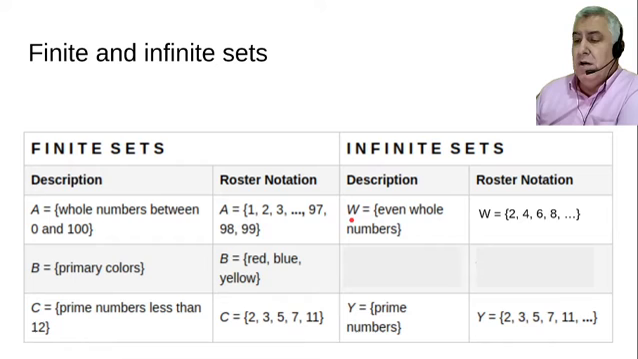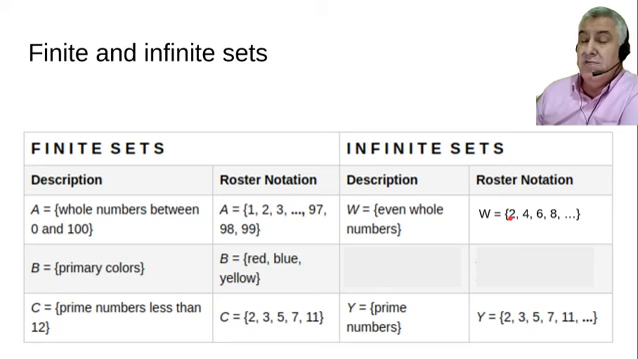So we have even whole numbers here. So 2, 4, 6, 8, and it just keeps going on and on and on. And so we put the ellipsis at the end. And we could put the ellipsis at the front too, not for this one. But if we needed to, we could put the ellipsis at the front.